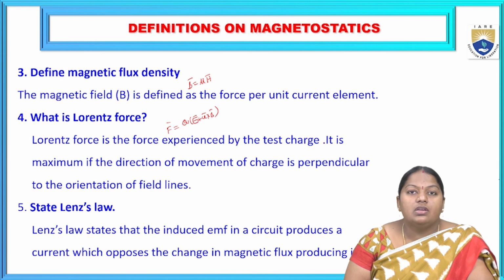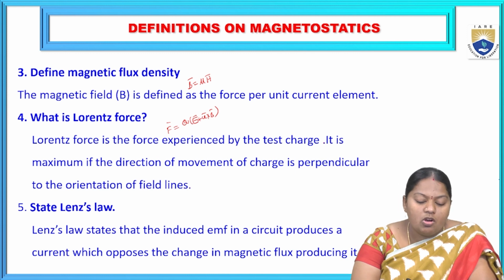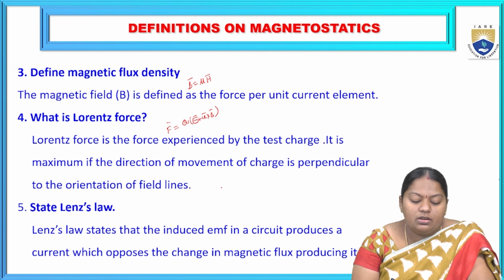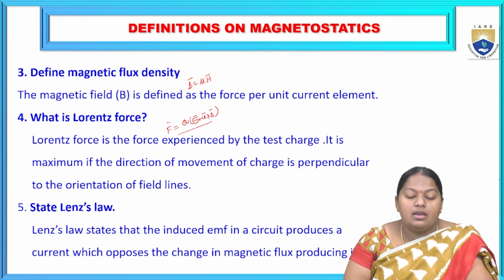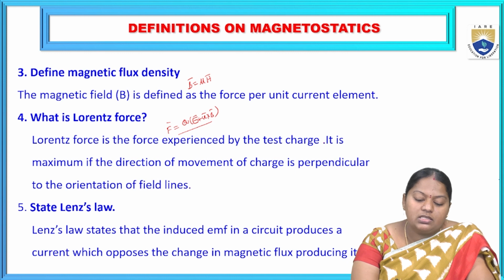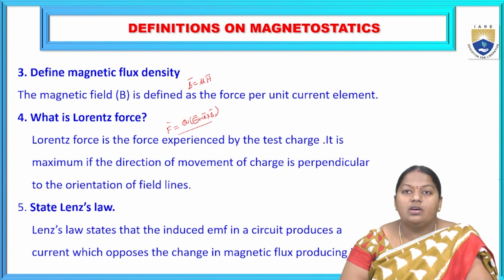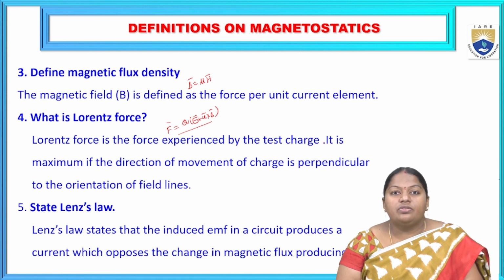Then what is the Lorentz force equation? It gives us the combination of both the electric field force as well as the magnetic force. The combination of those two is said to be the Lorentz force equation, and mathematically we can write it as F bar equal to Q into (E plus U bar cross B bar). Lorentz force is the force experienced by a test charge, and it is maximum if the direction of the motion of the charge is perpendicular to the orientation of the magnetic field lines. Right? Applied electric field is E, U is the velocity of an electron and B bar is the magnetic flux density. Then the combination of electric force as well as magnetic force gives us the Lorentz force equation.